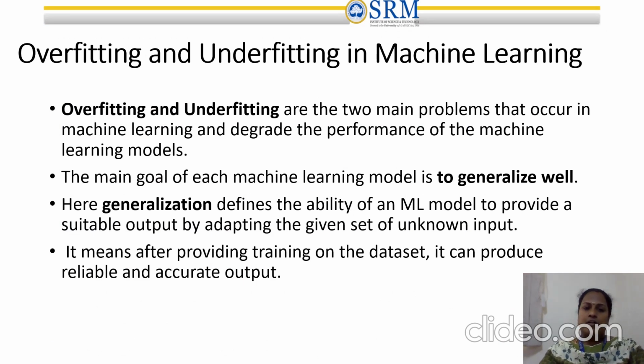In a machine learning model, two problems may happen: overfitting and underfitting. These are the two main problems in machine learning models which degrade the performance of an ML system. The main goal of a machine learning model is to generalize well. Generalization is the ability of an ML model to provide a suitable output given a proper set of input data. It means that after training on the data set, we can produce a reliable and accurate output.